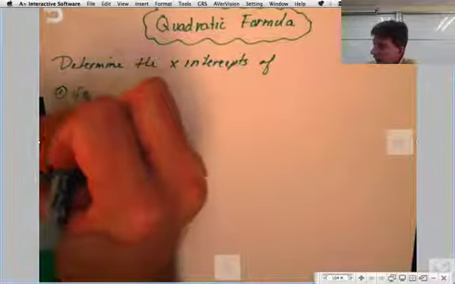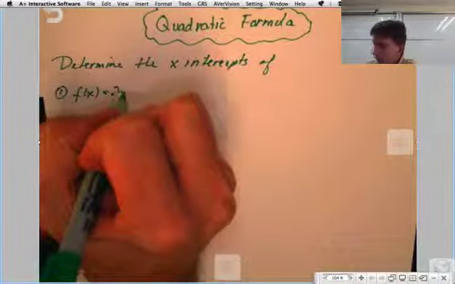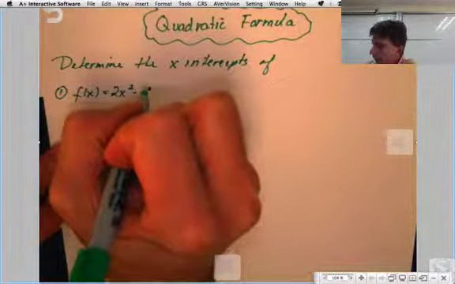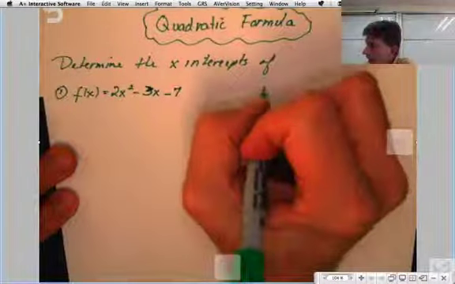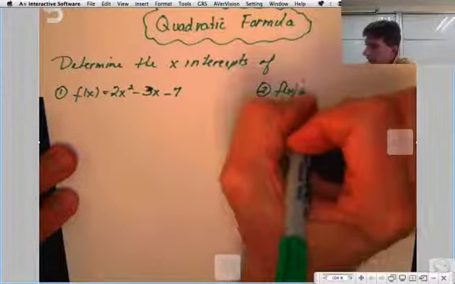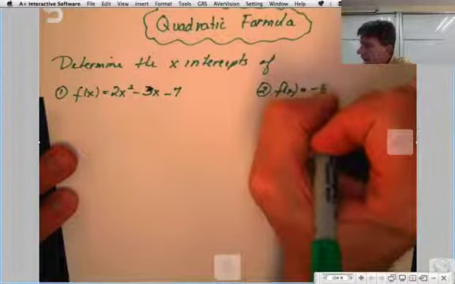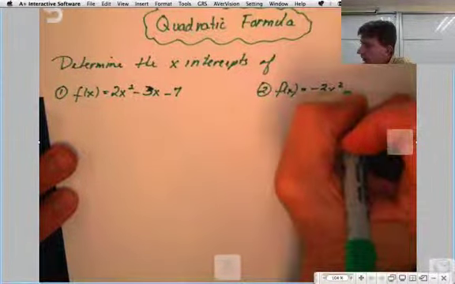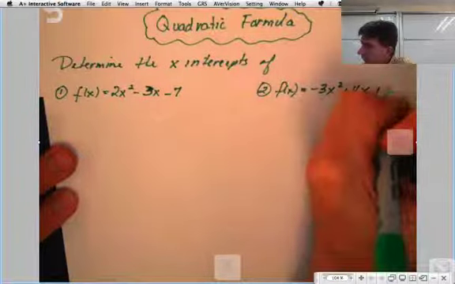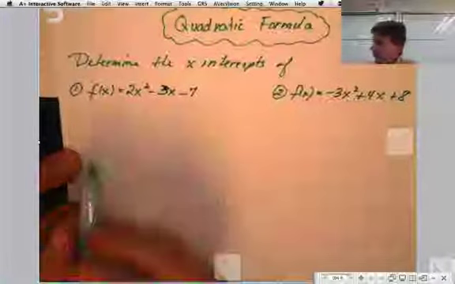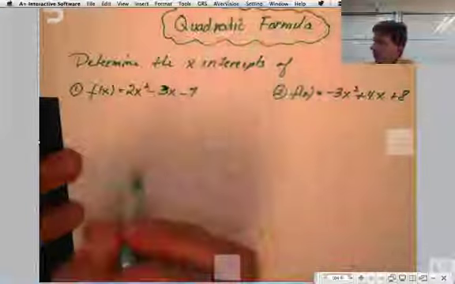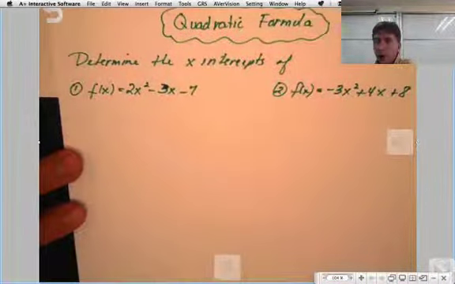f of x is equal to 2x squared minus 3x minus 7. And another one, let's say we want to find the x-intercepts of negative 3x squared plus 4x plus 8. Okay. So, first thing we need to do, let's look at problem number 1. We need to identify a, b, and c in our quadratic function.